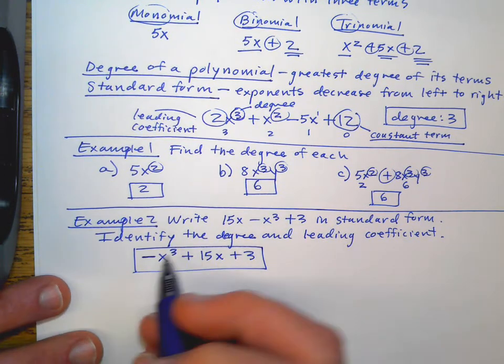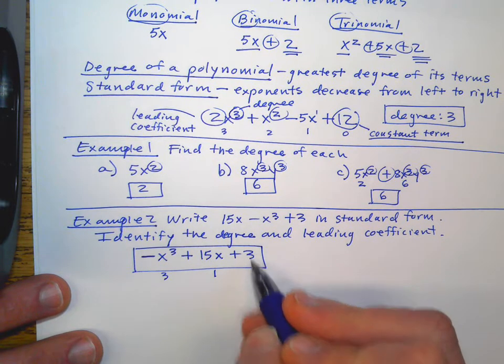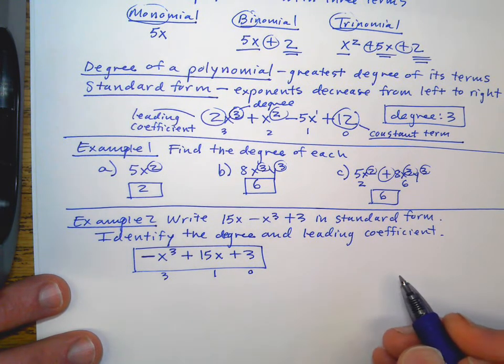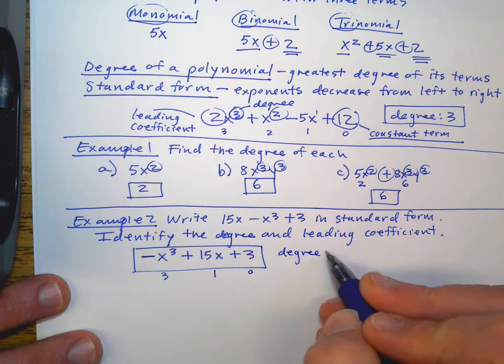Now the degree of the whole thing, well, the degree of this term is 3, the degree of this term is 1, the degree of this term is 0. So the degree of the whole thing, do not add them up. They're all separate terms. The degree of the whole thing is 3.